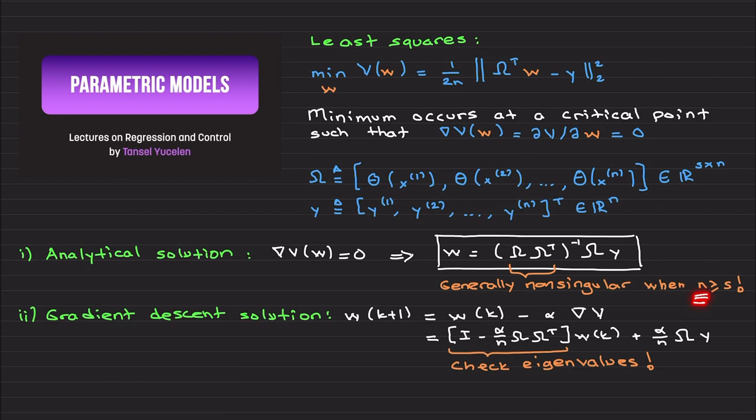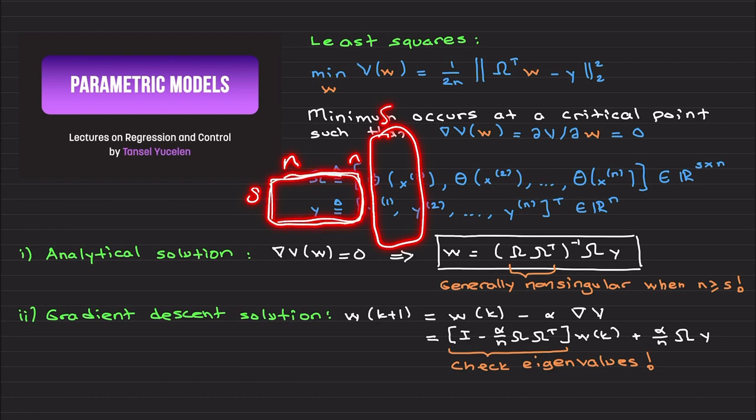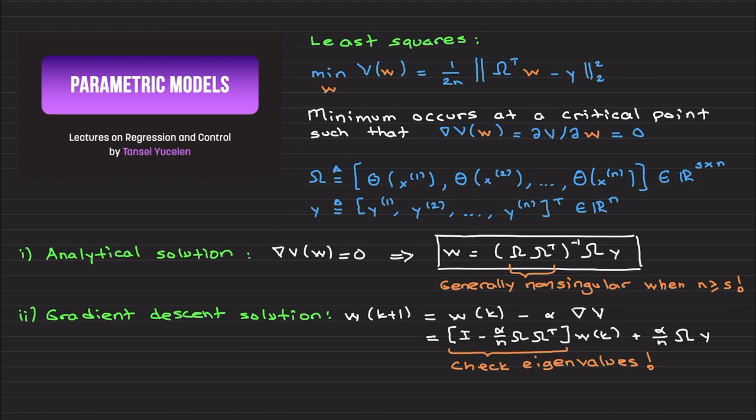parameters, data points n, is greater than the dimension, or how many radial basis functions you have. Because in this case, since omega is an S by n matrix, its transpose is basically n by S. You multiply a fat matrix by a tall matrix, its transpose, such that the end result becomes S by S, and this is generally invertible. Otherwise, it is not true.